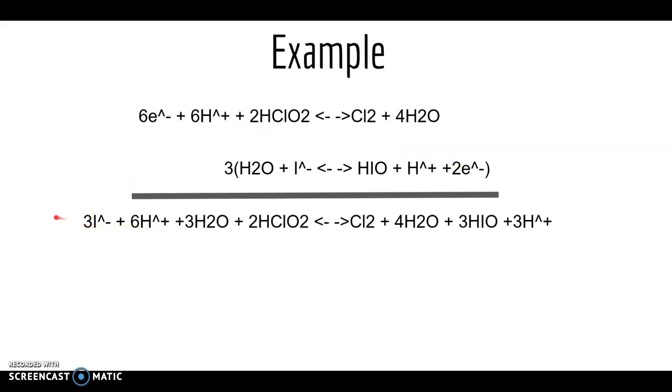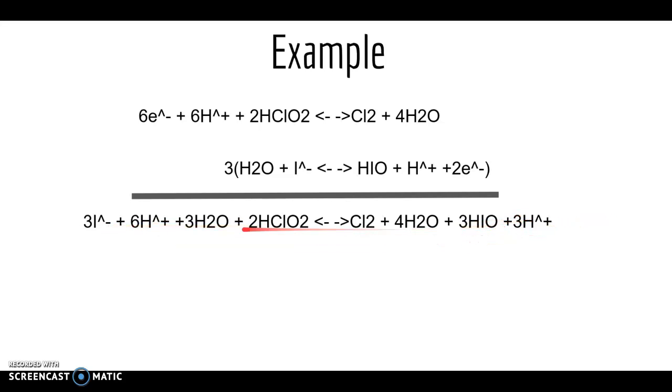So, as of now, our equation looks like this: 3I- plus 6H+ plus 3H2O plus 2HClO2 turns into Cl2 plus 4H2O plus 3HIO plus 3H+. So now we just need to get rid of our like terms. Take a look at the H's.